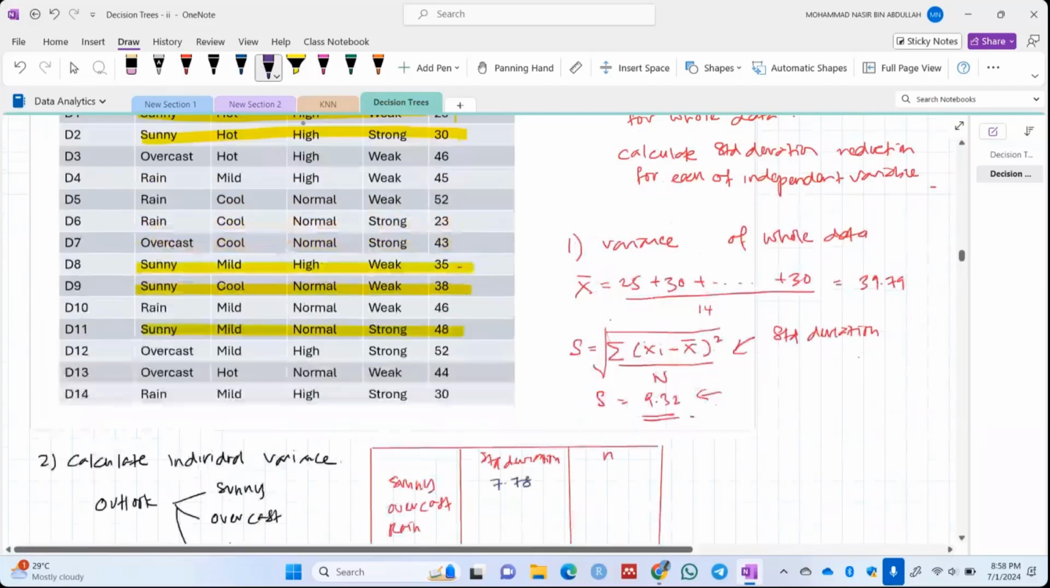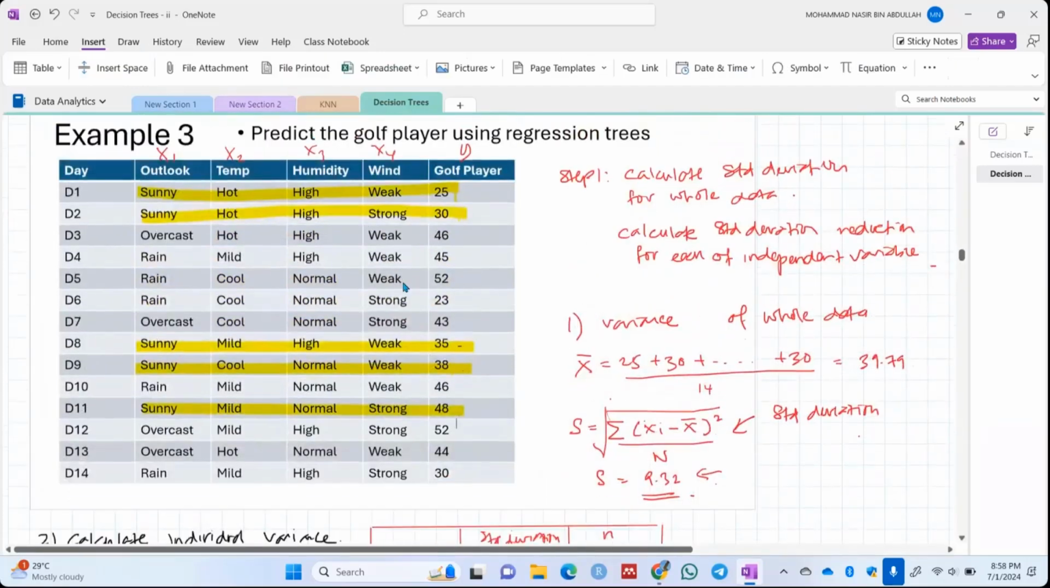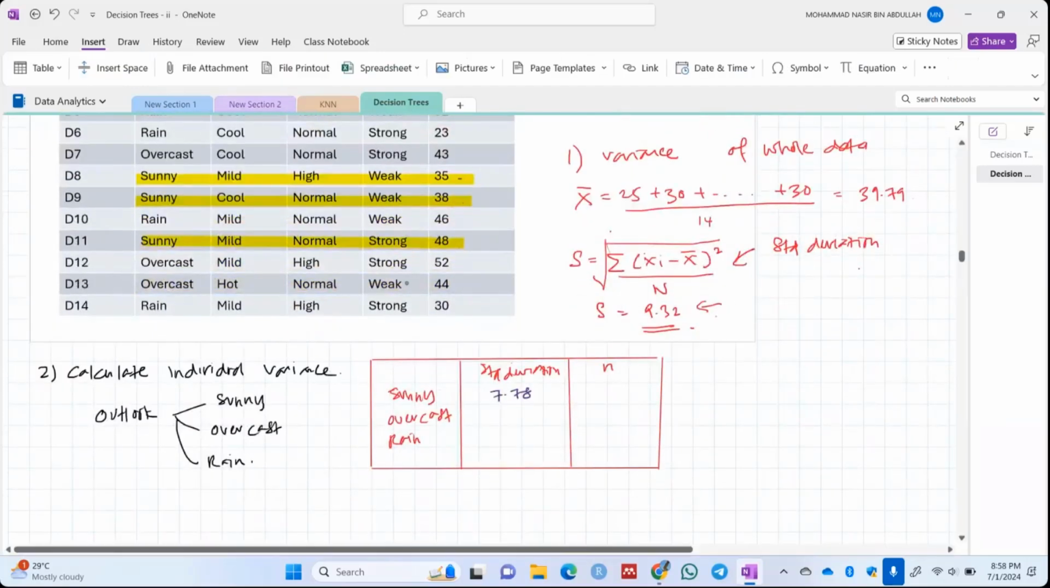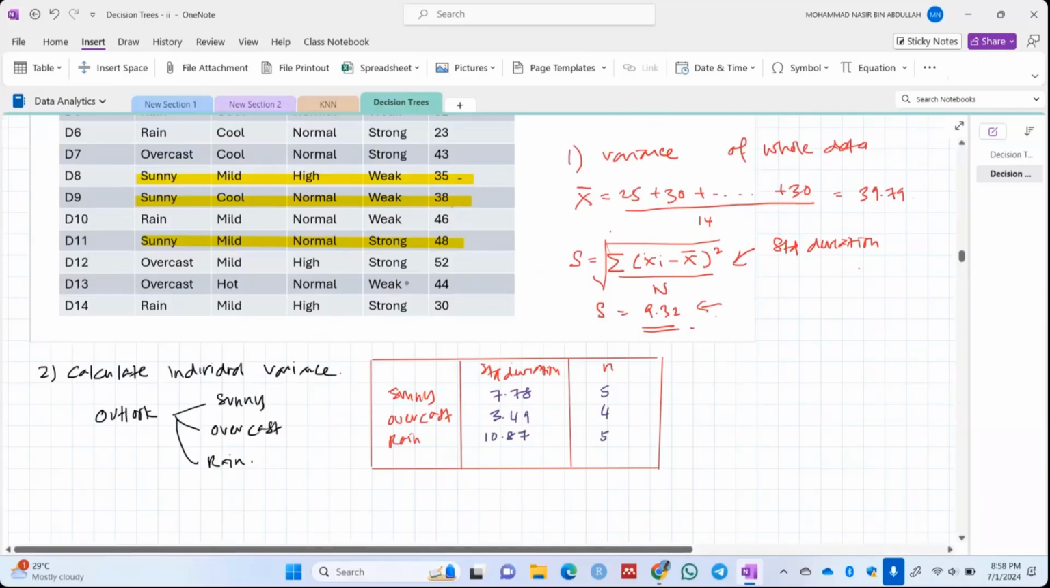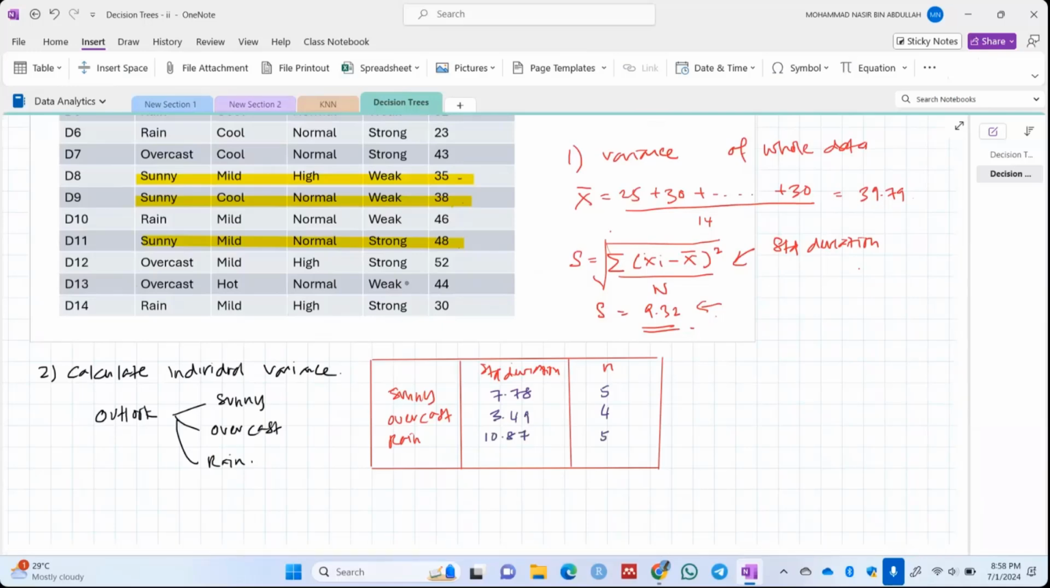So we have n equal to how much? 5 observation for sunny, right? For overcast we have 3.49 and n equal to 4. Rain we have 10.87, n equal to 5. So this is standard deviation for each category, right? For sunny, overcast, and rain.